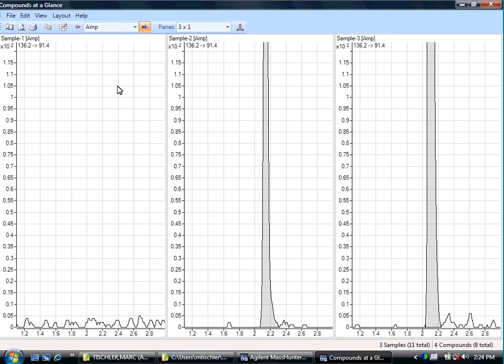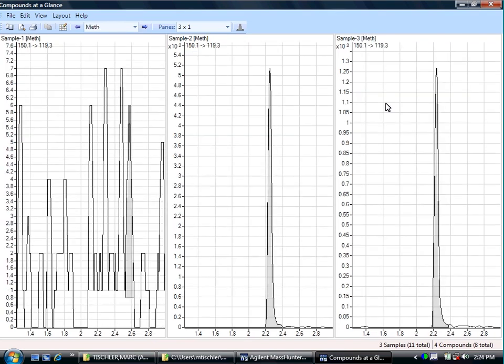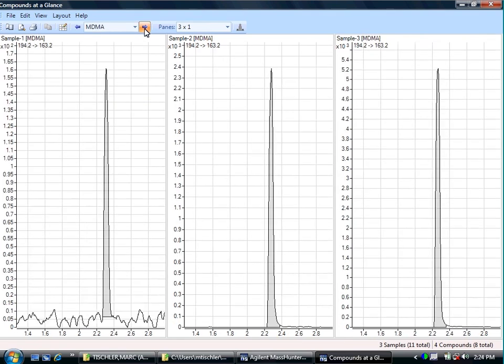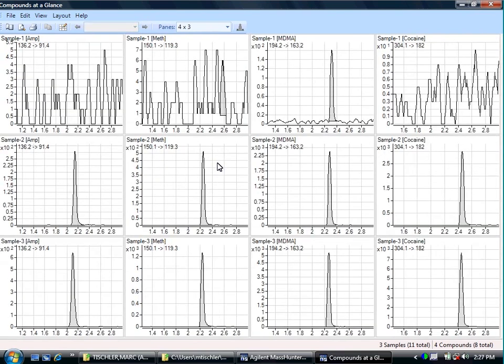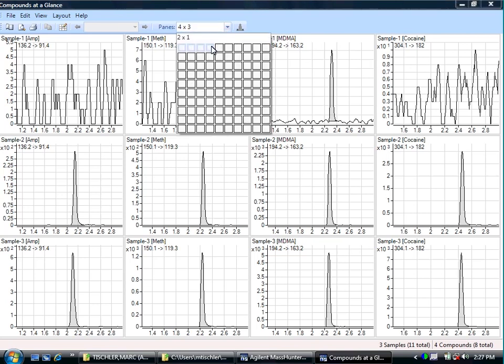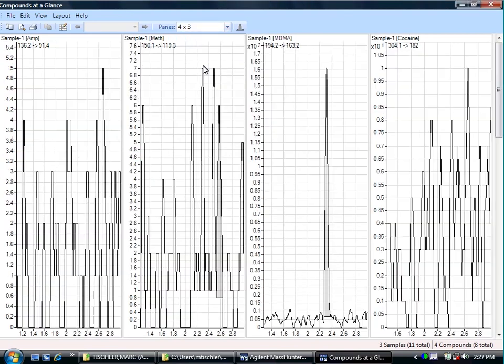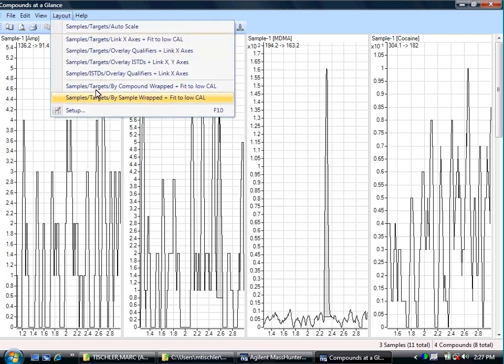As I move, I can look at the other compounds in the batch across all of the samples here by just navigating by compound, looking at all the graphics at one time. Your batch is by sample. So I will change the dimensionality here because I have really 4 compounds in this particular drugs of abuse, and I will pick the layout that shows me the samples, the targets, and wrapped by sample fit to lowest cal.